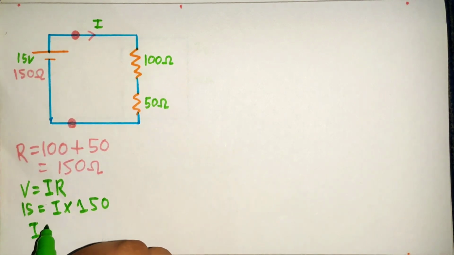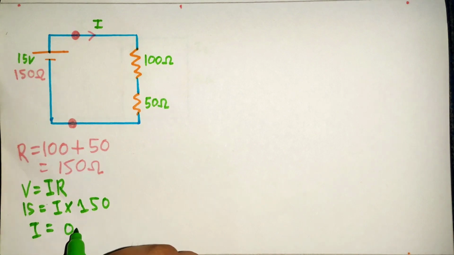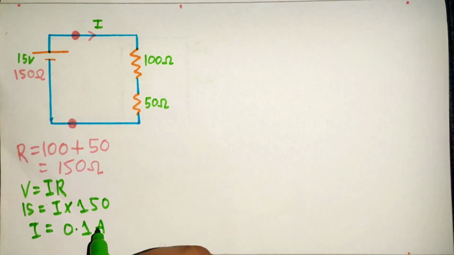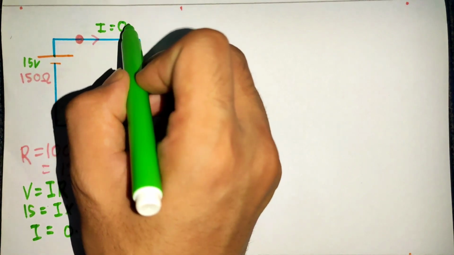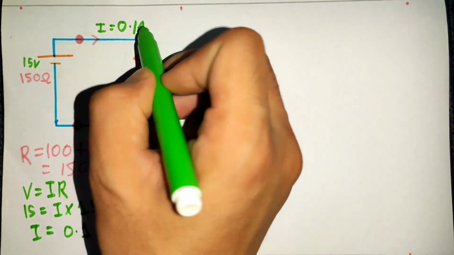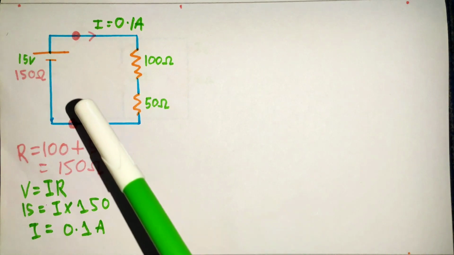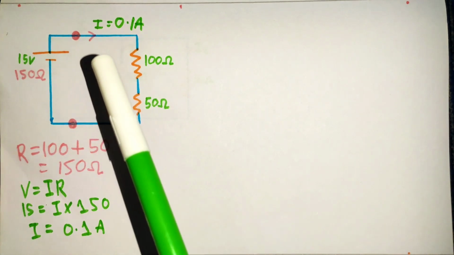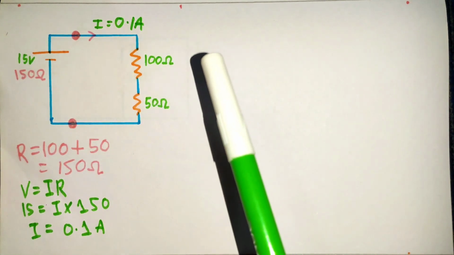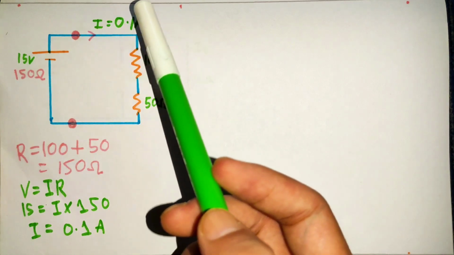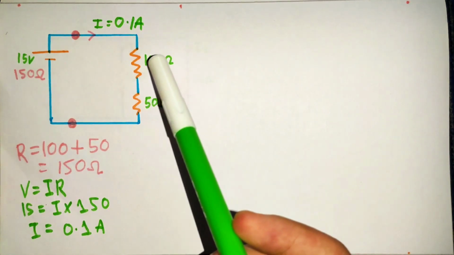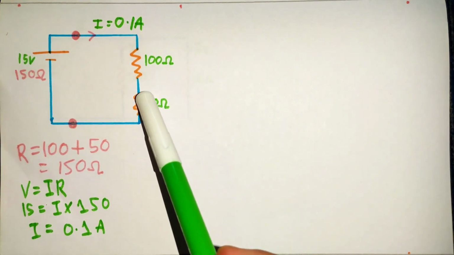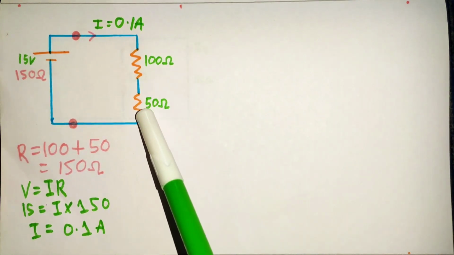Then current I is equal to 0.1 ampere. So simply I can write it here, 0.1 ampere. As you know, in series connection, current doesn't divide due to resistors, but voltage divides. That means this 0.1 ampere of current flows through the 100 ohm and also through the 50 ohm resistor.